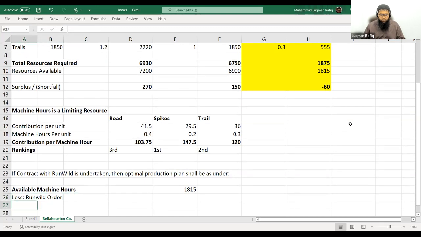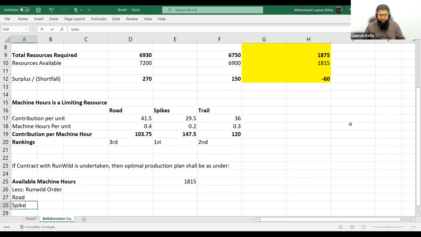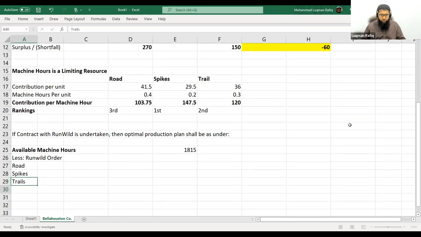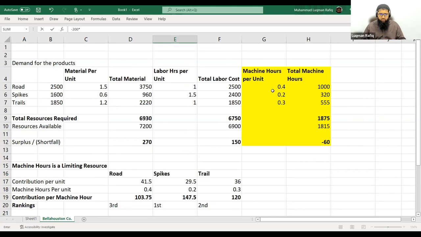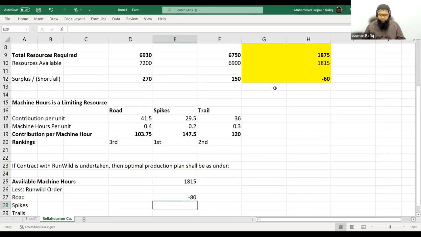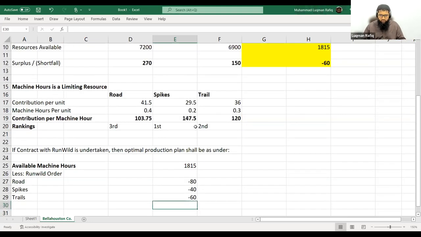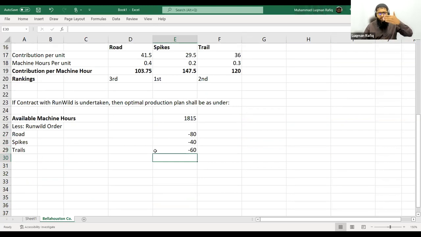So we've got road, spikes, and trails. It's actually 200 units multiplied by 0.4, 200 units multiplied by 0.2, 200 units multiplied by 0.3. So it's basically the available machine hours, first of all, allocated to the Run Wild order.